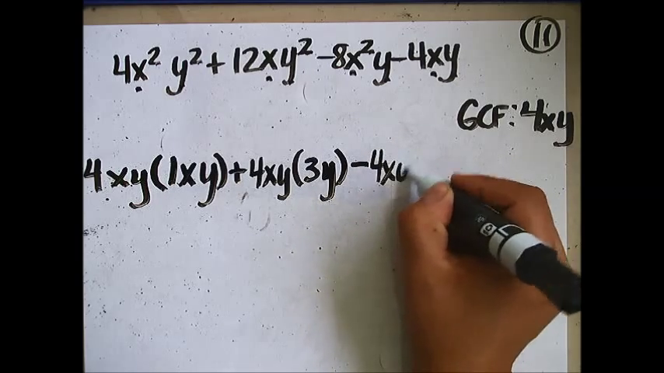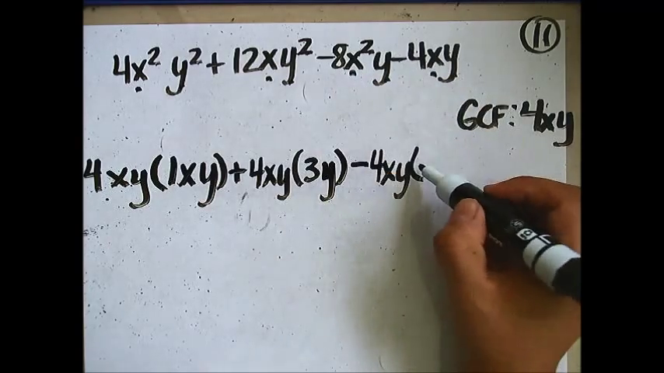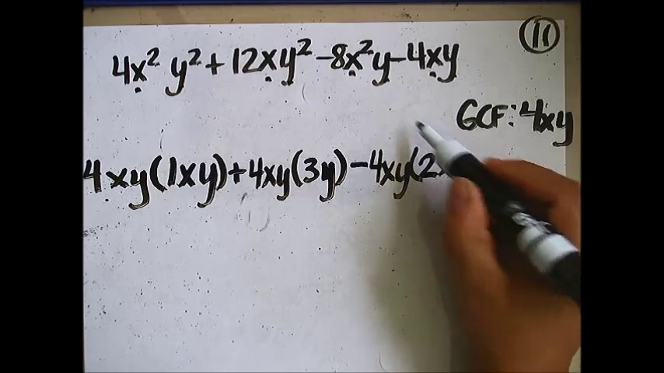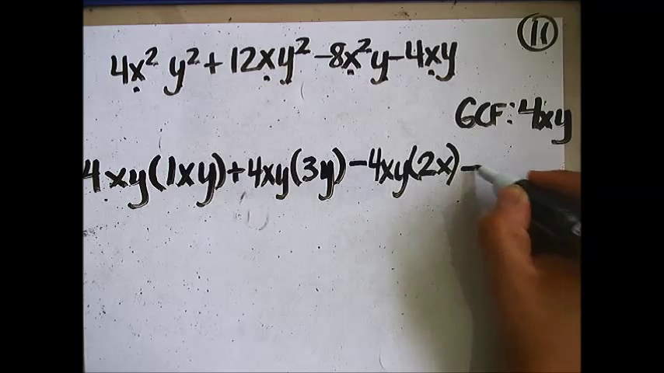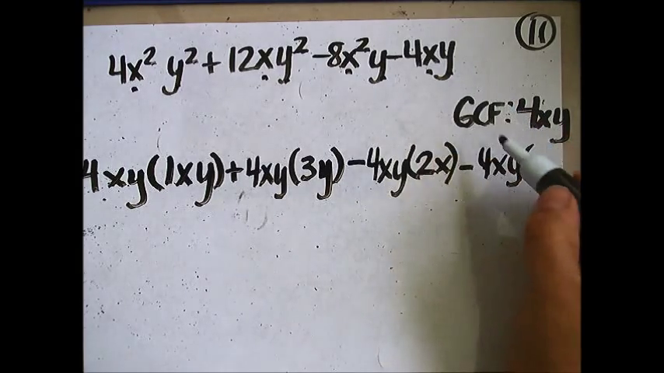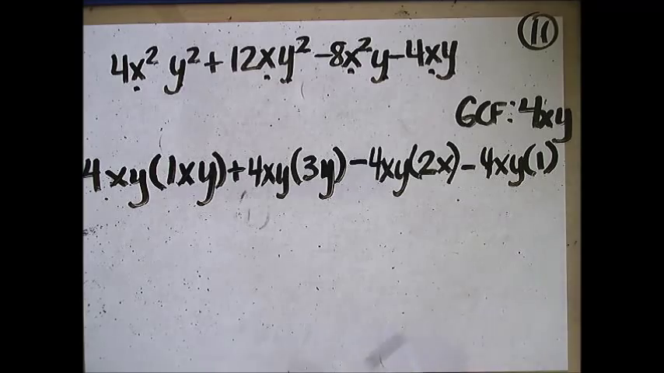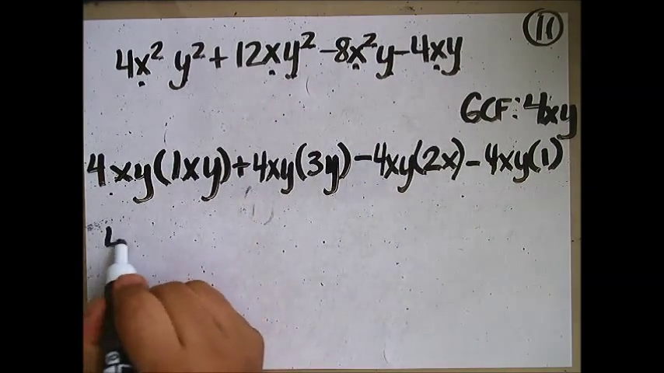Okay, minus 4xy times 4 times 2 is 8. X times x is x squared, and y times 1 is y. And so now I can just close that up. Minus, and then 4xy. So 4 times 1 is 1, x times 1 is 1, and y times 1 is 1. So I'm just multiplying 4xy by 1, because that's what I would end up with there.